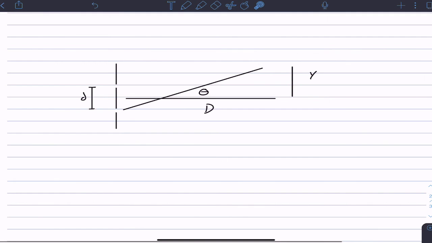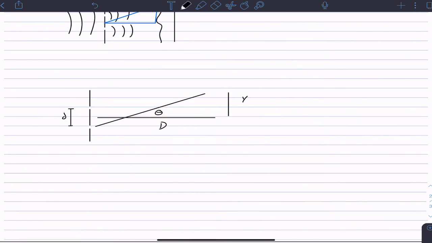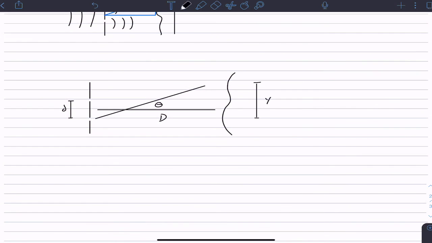And so here's without the pattern. Right, so this y would actually be the distance between the 2 maxima. Okay, we have this big D, which is the distance from the sources to the pattern, right? To the wall.